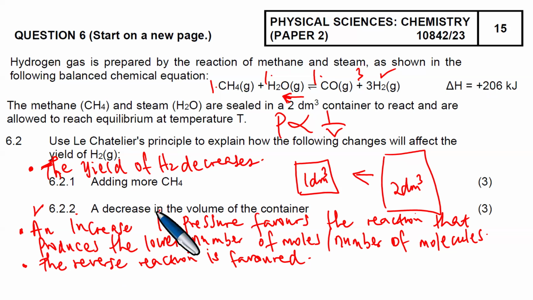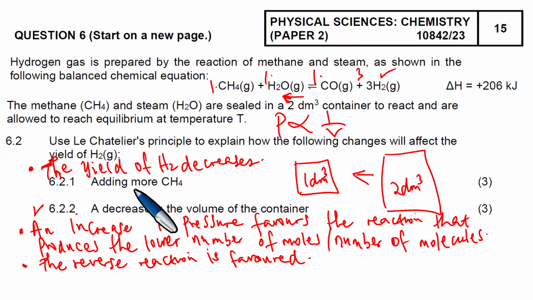So an increase in pressure favors the reaction that produces the lower number of moles or number of molecules. And you can see the lower number of moles are actually on the left, and on the right you have 1 mole of carbon monoxide and 1 mole of hydrogen. And on the left you have 1 mole of methane gas, CH4, 1 mole of water, steam, H2O. So an increase in pressure favors the reaction that produces lower number of moles, and it means the reverse reaction is favored.